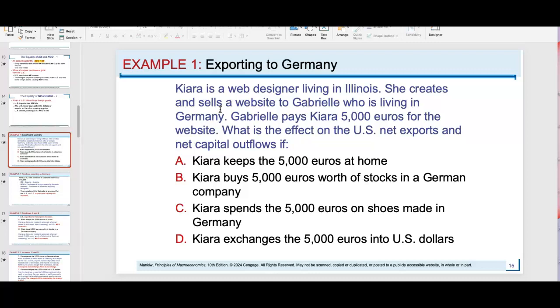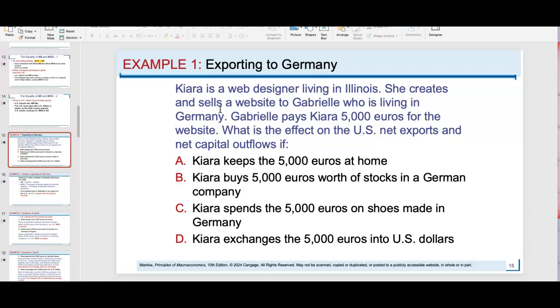So if we're selling a website, we're exporting. If we're exporting, our net exports will increase, right? So what happens to the net capital outflow? We can already know that it's going to increase because they move in the same direction. But what happens to net exports and net capital outflow if?